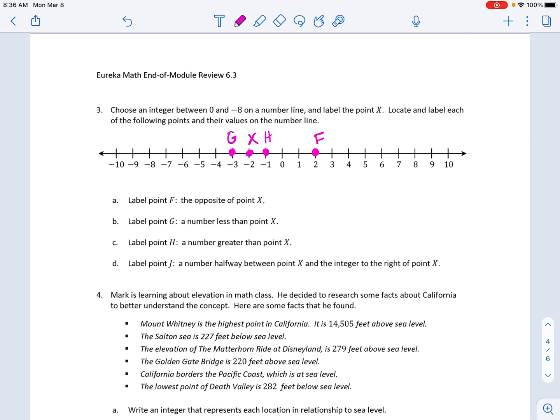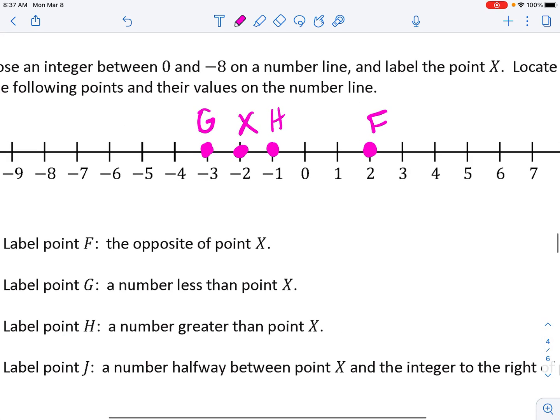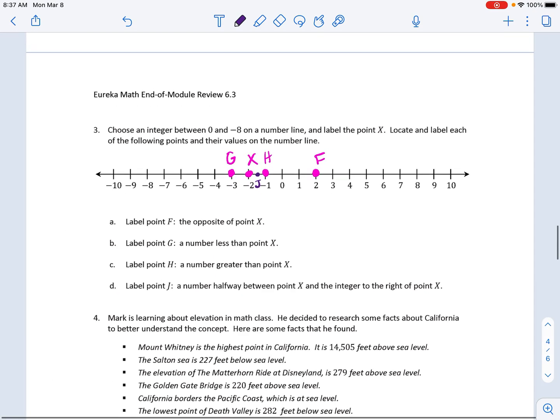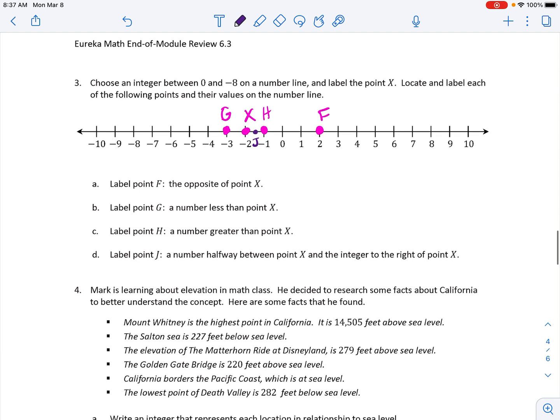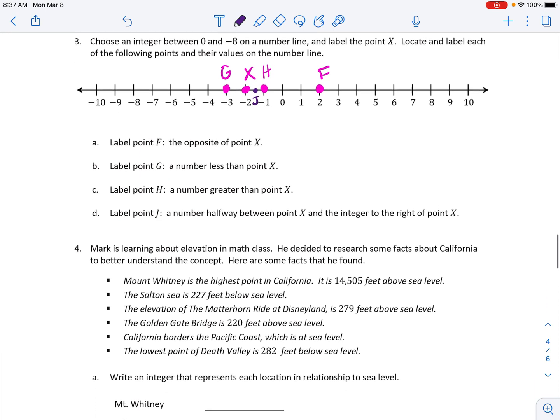And this is H. Then it says label point J, a number halfway between X and the integer to the right of X. So that's going to be in the middle. And this is J. Okay? And that's all it wanted us to do for number 3.